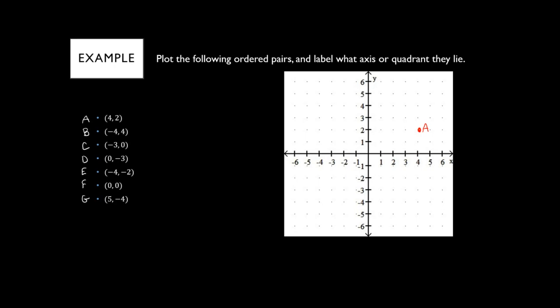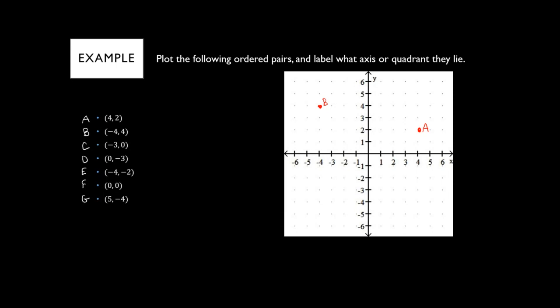B, we have negative 4, 4. So you start at the center. Negative means you go to the left, negative 4. And then the second value, 4, means we're going up to 4. So I need to make sure that I'm kind of lined up there. It's not going to be perfect because I'm hand plotting these. But you want to make sure that if you eyeball your rectangle that you're at the right X and Y values.